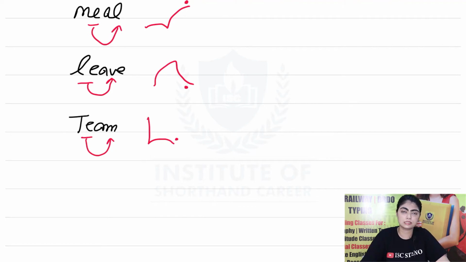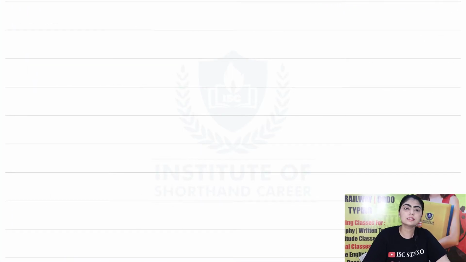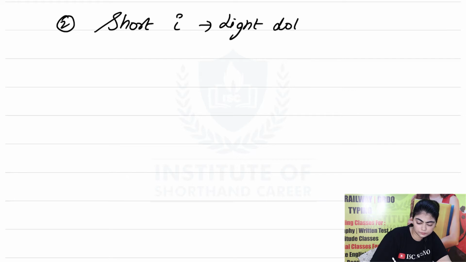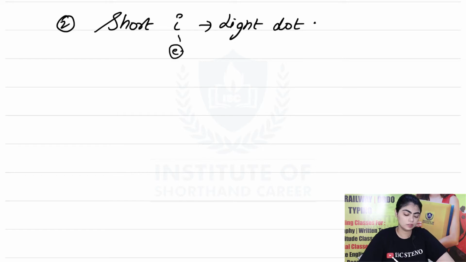Now let us see the next sound that is coming. So the next sound that is coming is of short I. Okay. Short I. It's represented by a light dot. You can see the spelling of I in those words, and it would be giving the sound of E. Okay, like the word if. You can see the spelling of I, but the sound is of E.